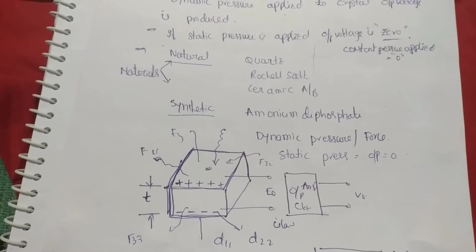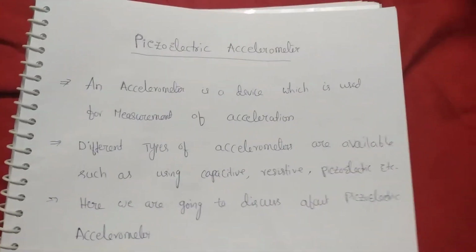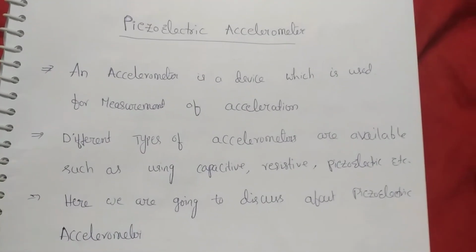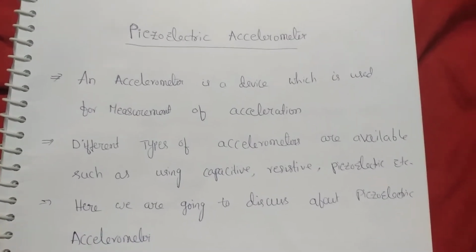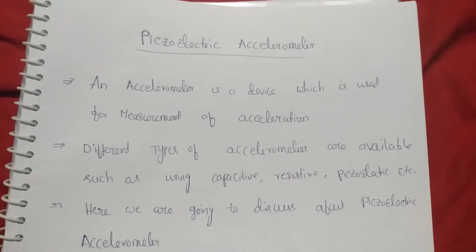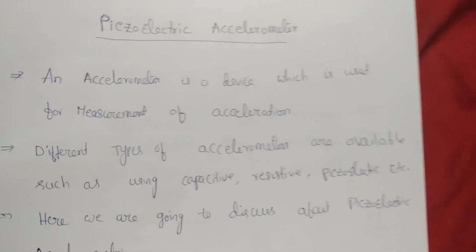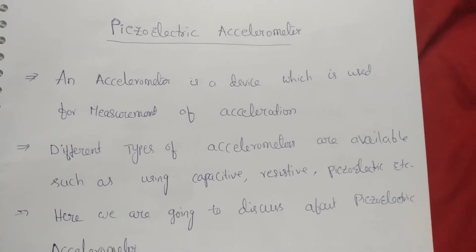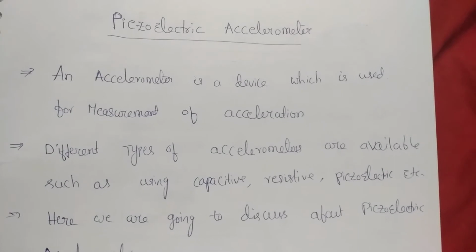Now, how does the piezoelectric transducer work as a piezoelectric accelerometer? Acceleration is one of the important parameters. It is a non-electrical quantity. So we use a piezoelectric accelerometer to measure the acceleration. The accelerometer is a device which is used for measurement of acceleration.